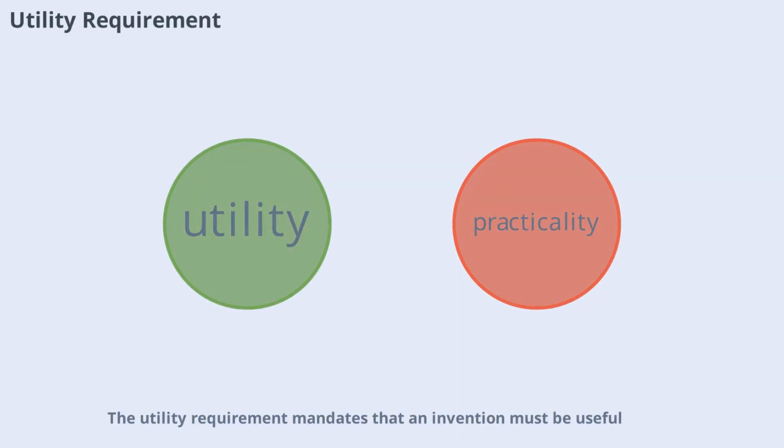The utility requirement mandates that an invention must be useful. It should serve a practical purpose and provide a tangible benefit. Patent law excludes inventions that lack utility, such as perpetual motion machines or devices with no real-world application. In this scene, we'll explore how utility is evaluated and why it's a fundamental criterion for patent eligibility. Understanding this requirement helps inventors focus on practical, impactful innovation.